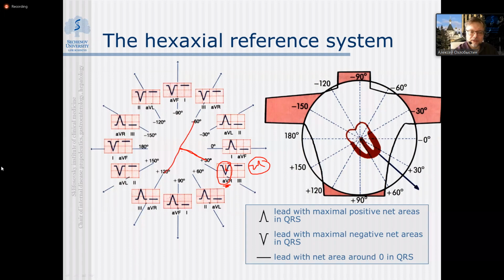Here it is, a straight line. It means that activation is going away from the positive portion of AVR. It coincides with its negative part. The negative part goes at the angle of plus 30 degrees, and it's perpendicular to the third. Therefore, the angle alpha will be plus 30 degrees.